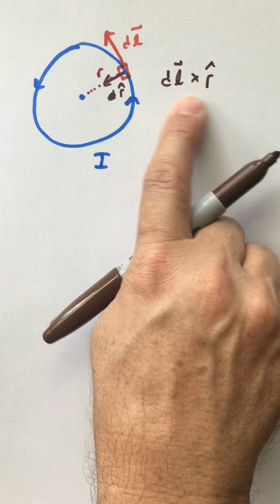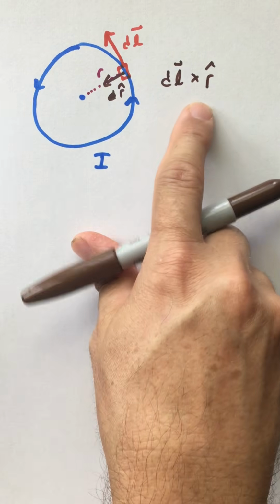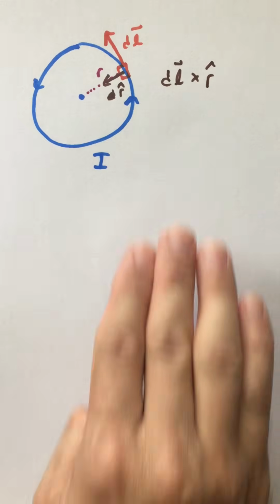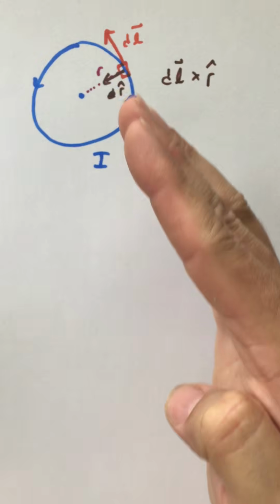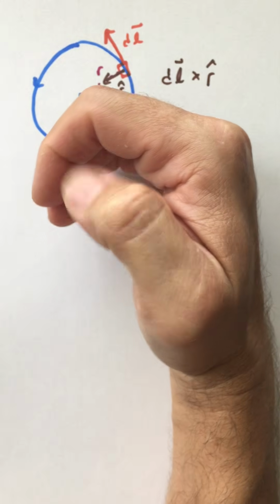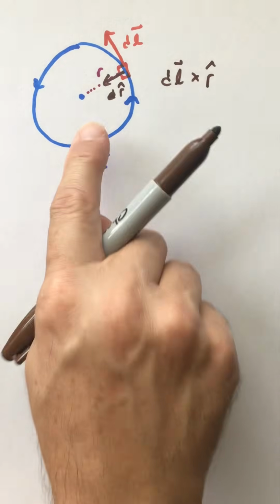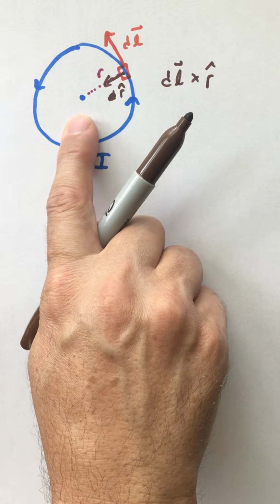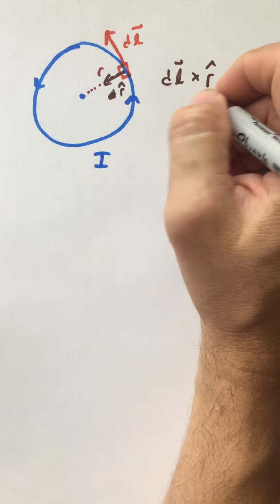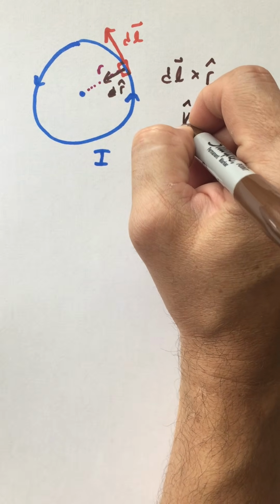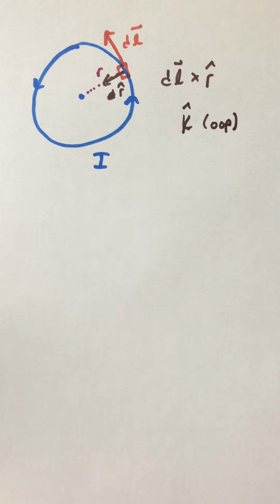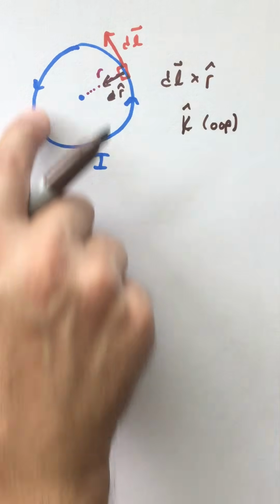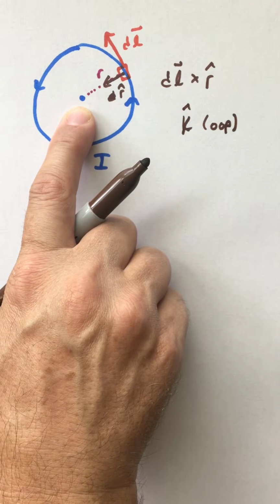I will explicitly take care of this soon, but let's just examine here. At least at this point, this is always going to get me a vector by the right-hand rule. Fingers in the direction of the first one, curl them into the direction of the second. Into dL, curl towards r hat, stick out my thumb. This will always give me a vector out of the page. Let's call that k hat, out of page. We'll call that k hat out of the page, and no matter where I go on this, I'm going to get this vector out of the page.